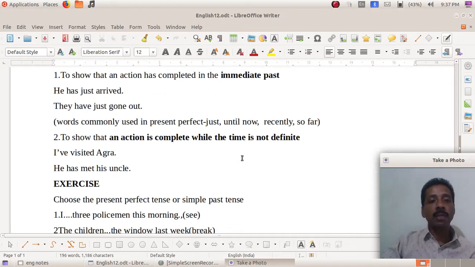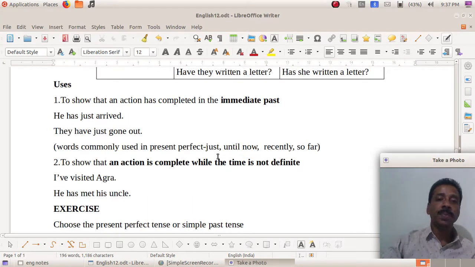And the use, mainly two uses we have to think of here. One is to show that an action has completed in the immediate past. Then what do you mean by immediate past? That means it is past, but it is very near to the present. Understood? That is, some action has completed within or just before a few moments, etc.